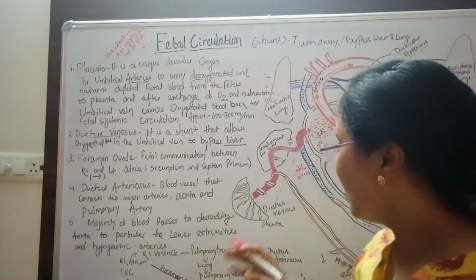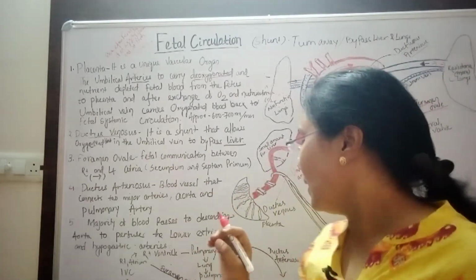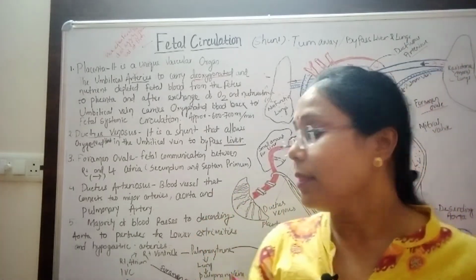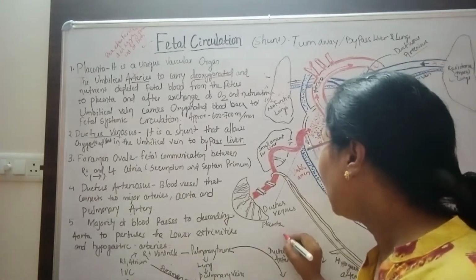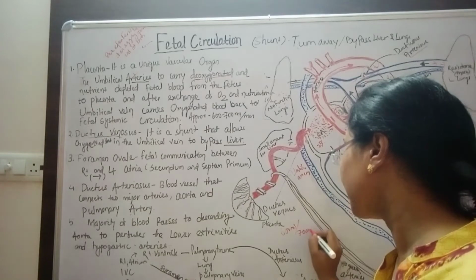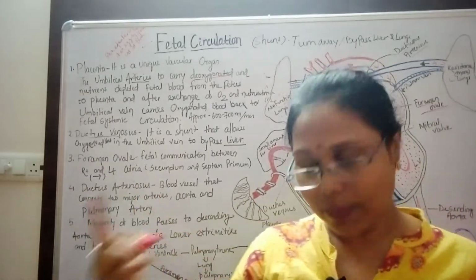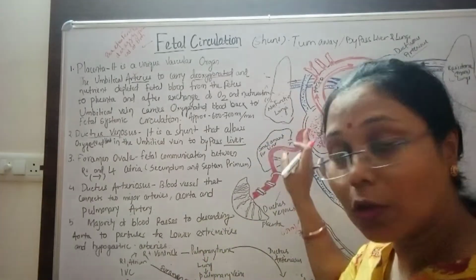So this is all about the fetal circulation. And one interesting fact is that the placenta supplies 600 to 700 ml of blood per minute. This 600 to 700 ml of blood per minute is given to the fetus for its growth.